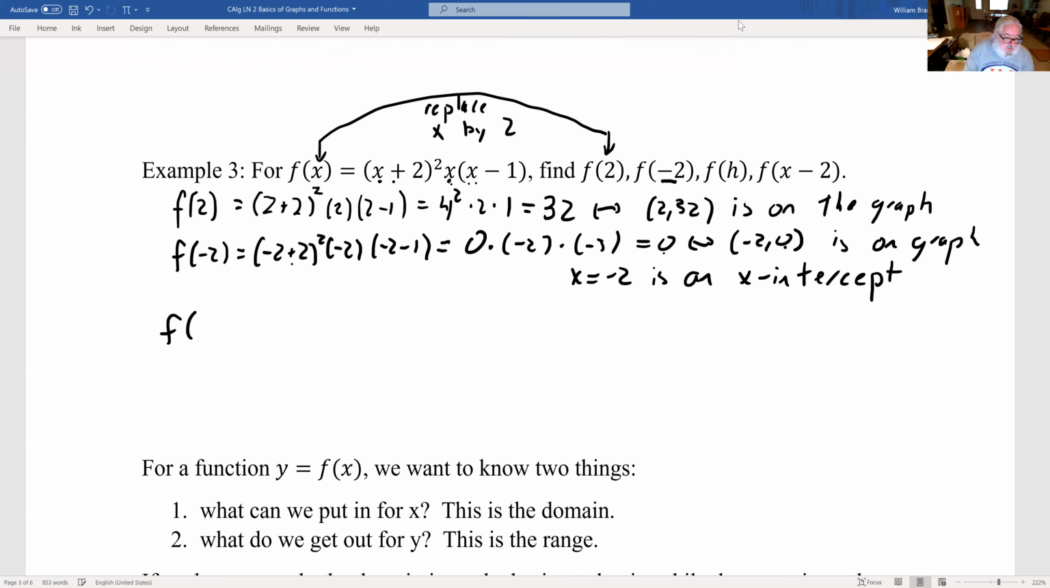F of h, what is that? Well, that just means that I'm replacing the x with an h, which doesn't really do much of anything. It just changes the lettering around a little bit. I'm not going to multiply that out because that'd just be tedious.